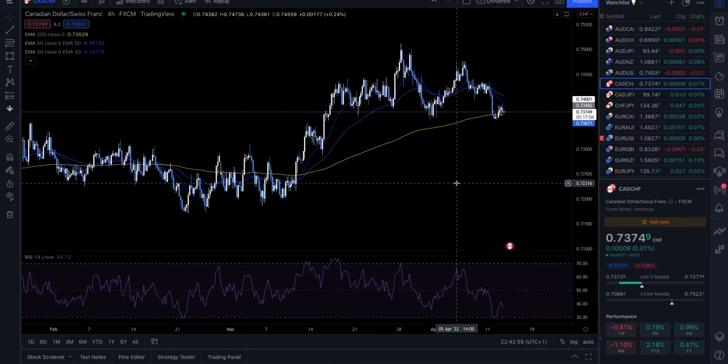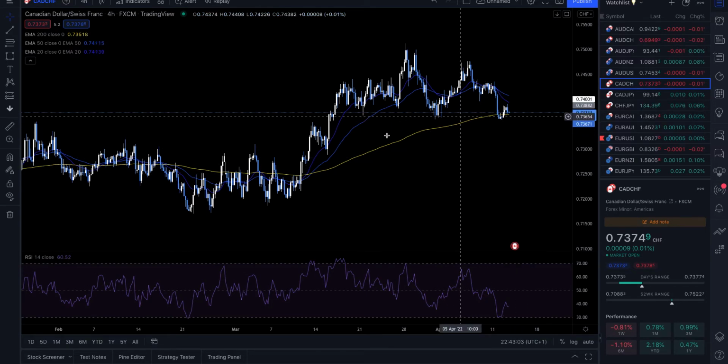In tonight's session, we're going to be covering the Canadian dollar against the Swiss franc on the 4-hour time frame. So we'll be talking through the main points of this chart analysis.